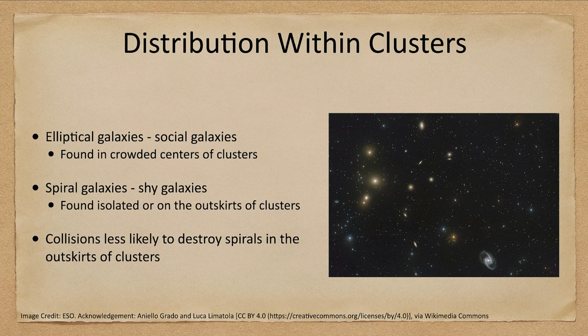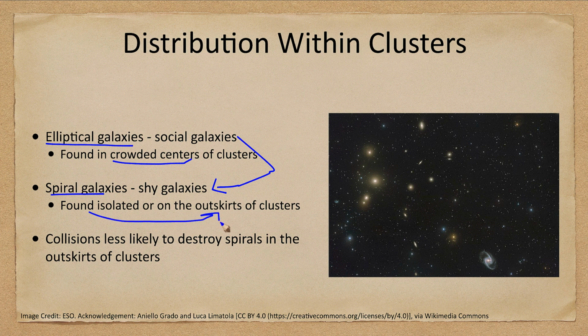But what about the distribution of galaxies within clusters? Well, we have social and antisocial galaxies, or at least social galaxies and shy galaxies. The elliptical galaxies are social. They are found in the crowded centers of clusters, whereas spiral galaxies tend to be the shy ones, found isolated in the outskirts of the cluster.